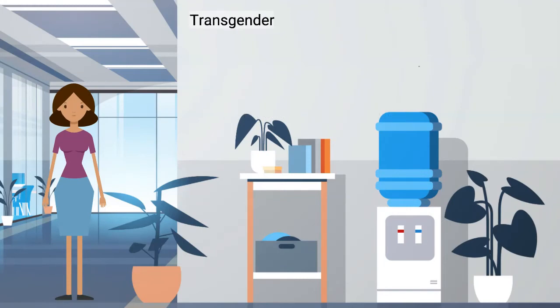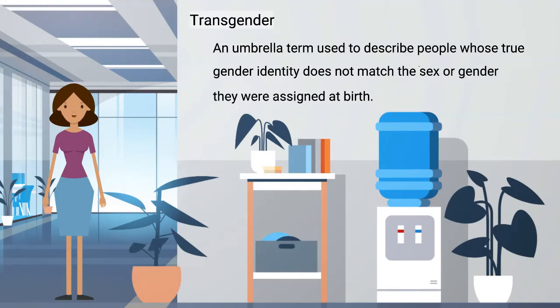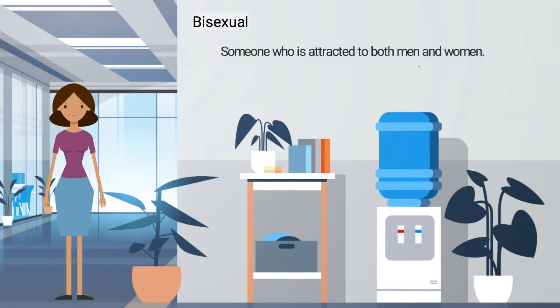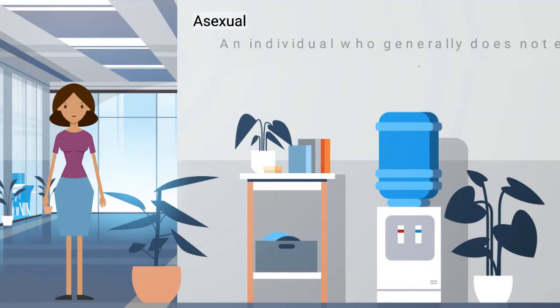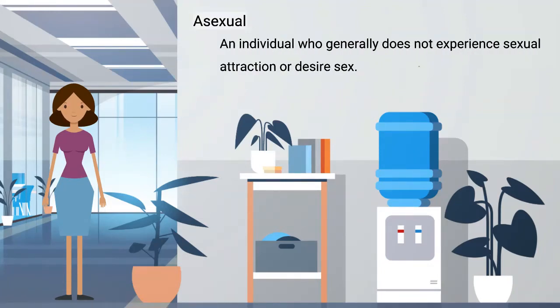Transgender. An umbrella term used to describe people whose true gender identity does not match the sex or gender they were assigned at birth. Bisexual. Someone who is attracted to both men and women, or to more than one gender identity. Asexual. An individual who generally does not experience sexual attraction or desire sex.